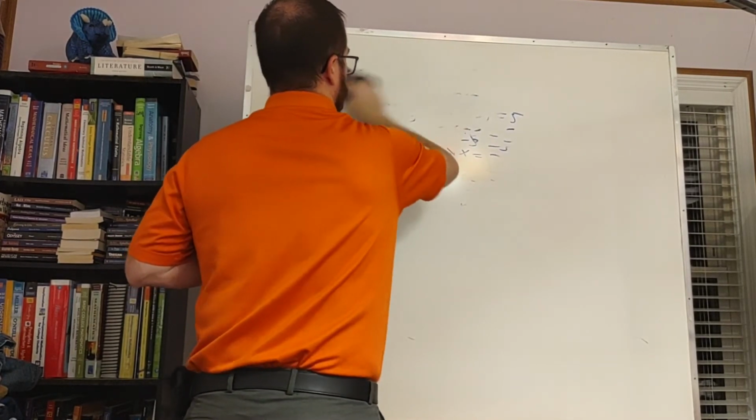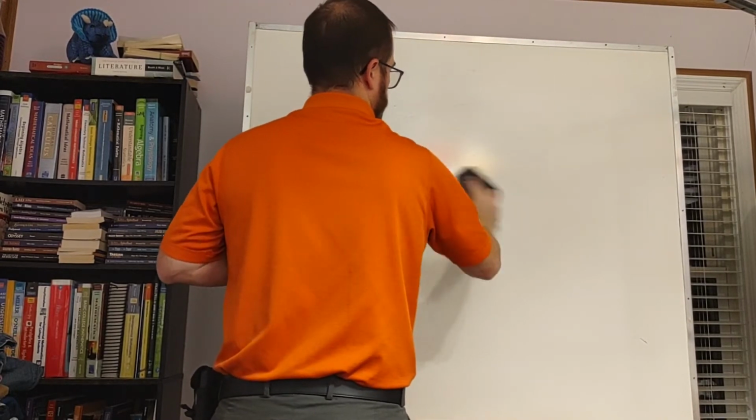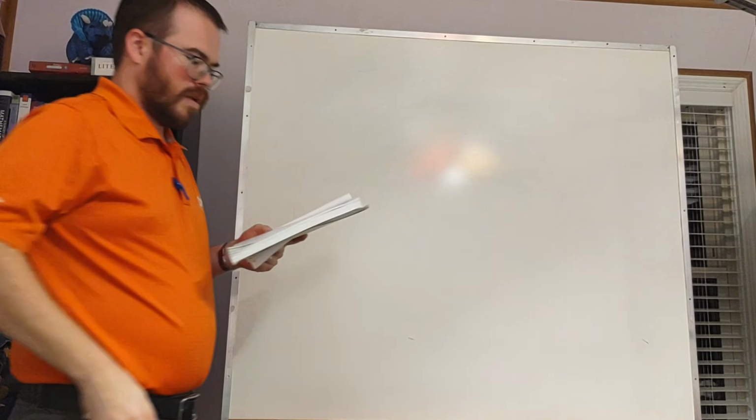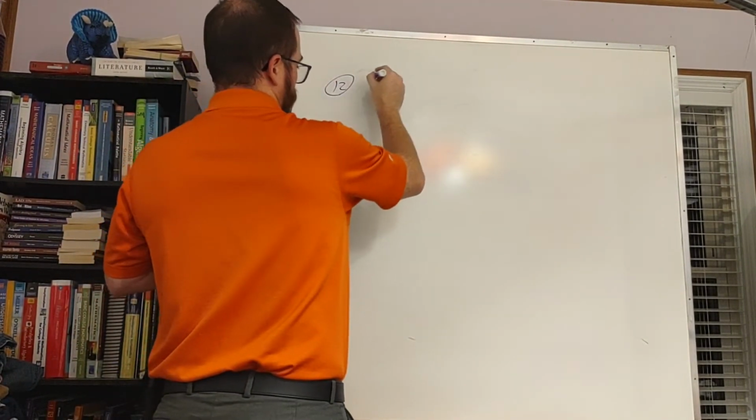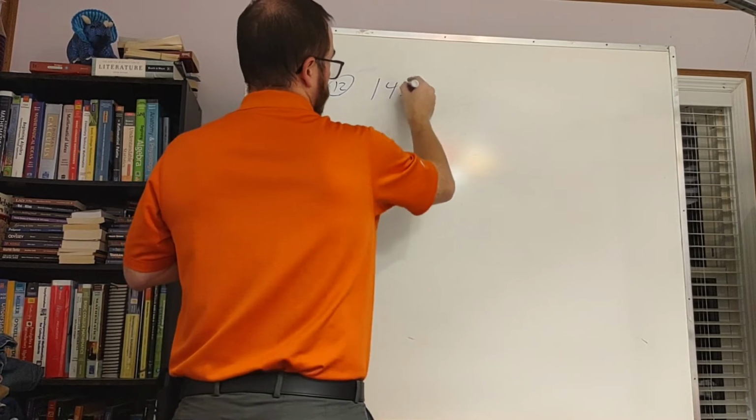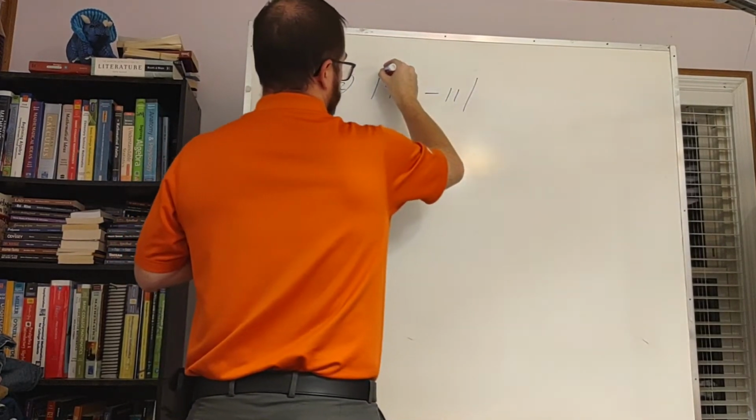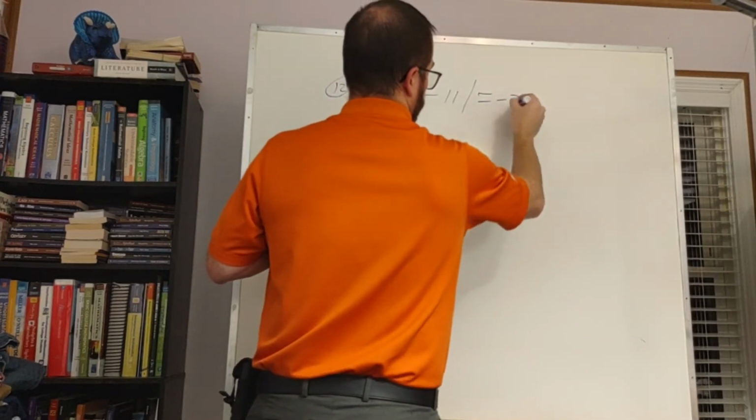All right, so we're looking at number 12 here. Number 12. Okay, so number 12, we've got the absolute value of 4x minus 11, these are absolute value bars, and that equals negative 34.